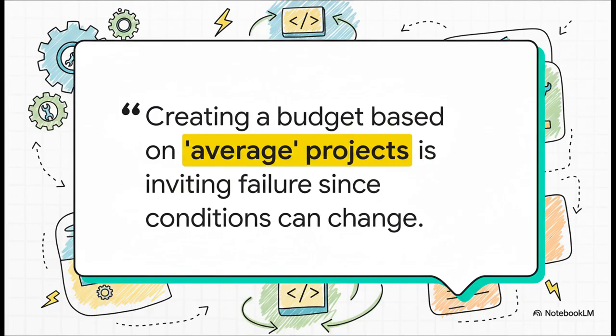This quote absolutely nails it. Trying to budget based on an average project is just asking for trouble. Every piece of software is unique. Its purpose, its complexity, all of that can make the real cost swing wildly.